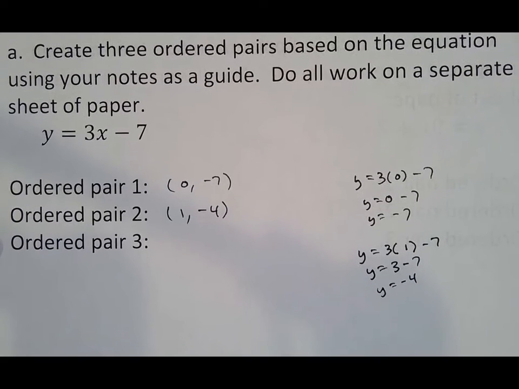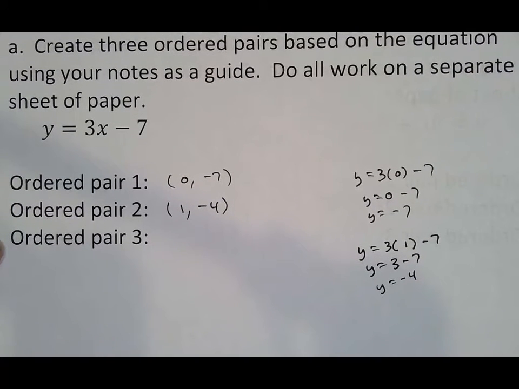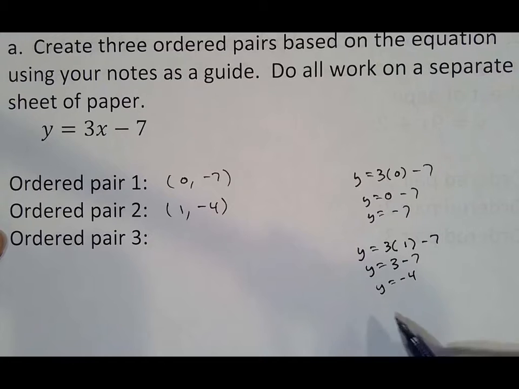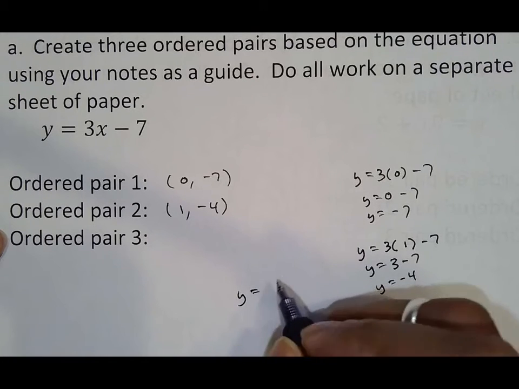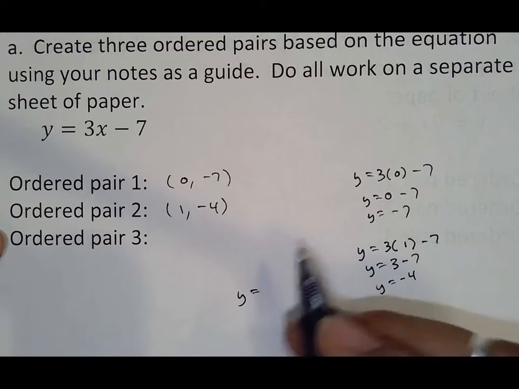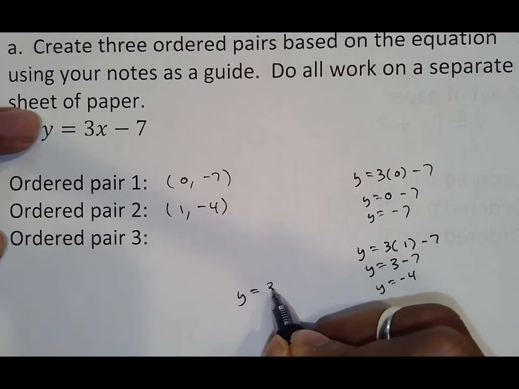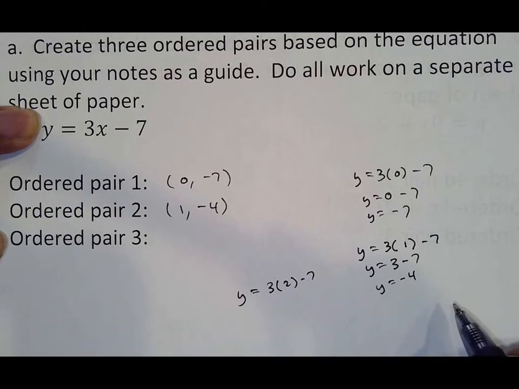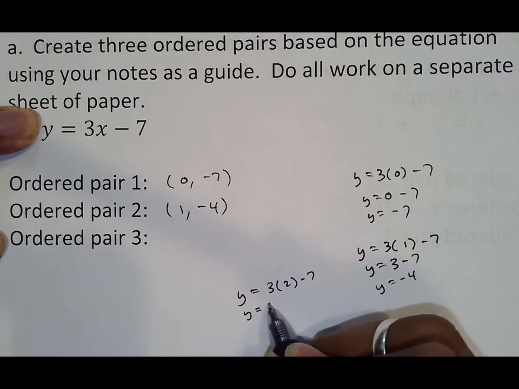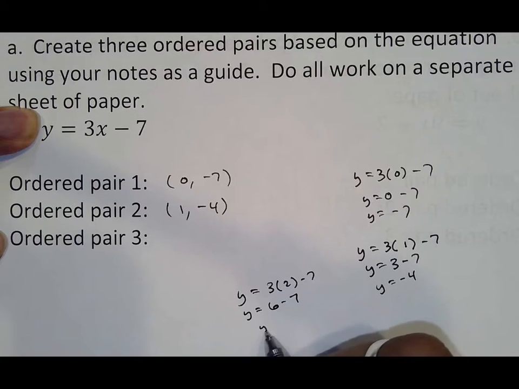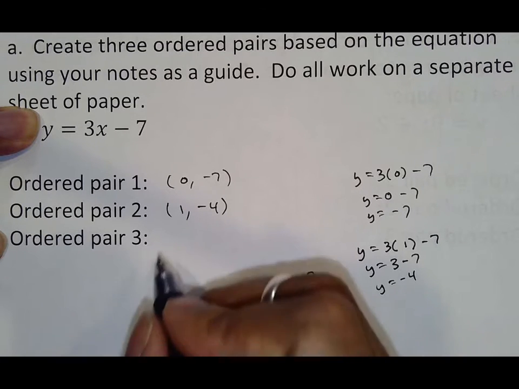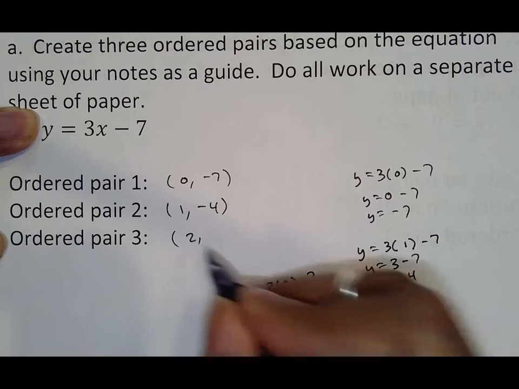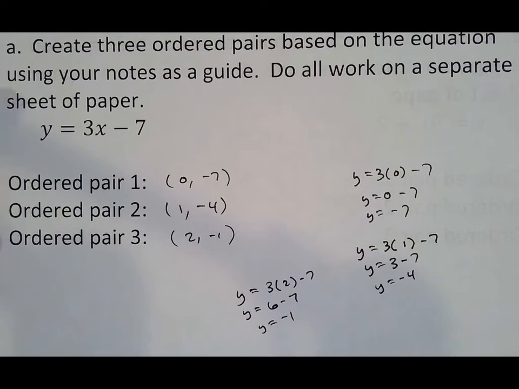Don't have someone tell it to you, because you don't get any better that way. And then our third number, which goes another step: we used x equals 0, we used 1, now we use 2. So it would be 3 parentheses 2 minus 7, which means y is 6 minus 7. And again, 6 minus 7 is negative 1. So you end up with 2 for x, negative 1 for y. Not really a tough process, but a very important process.